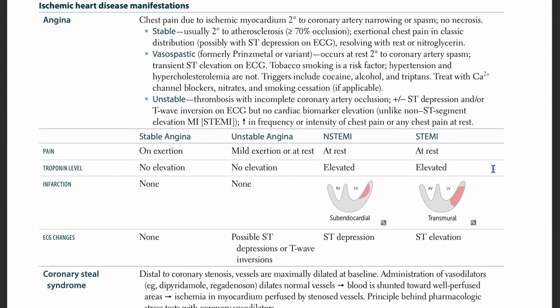Angina. So, ischemic heart disease manifestations. It's really easy to remember these if you remember the symptoms. One of them is pain that occurs on exertion. The other occurs during rest. The one on exertion, if it gets resolved with rest, is going to be stable. But the one that occurs during rest is going to be unstable. Okay, and then you have vasospastic, that's a different thing altogether. So let's read about it.